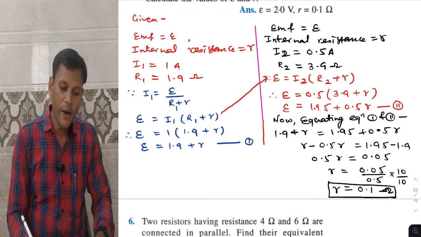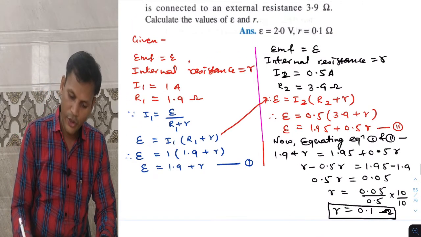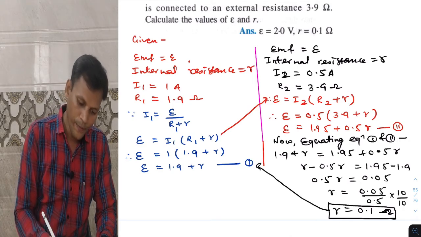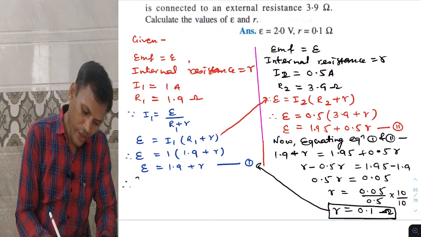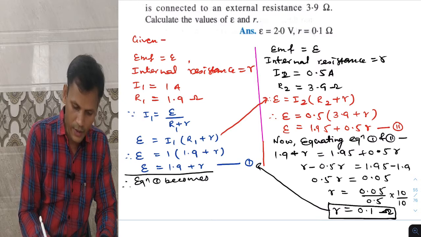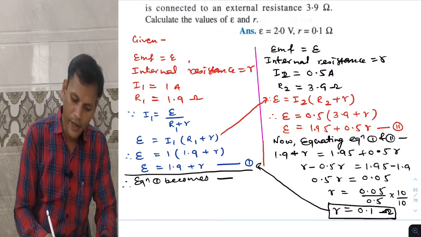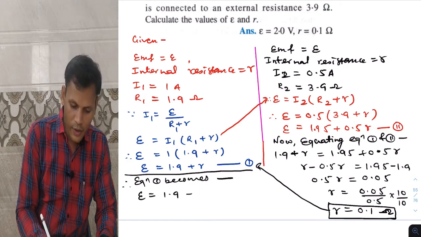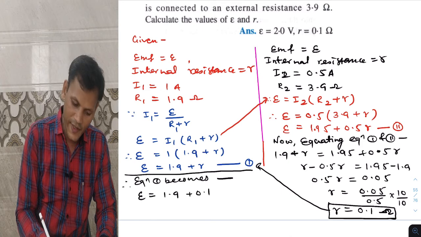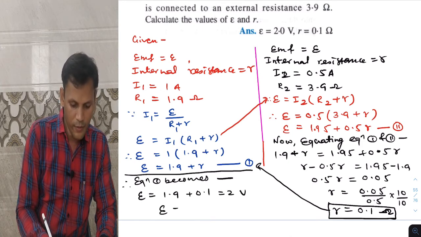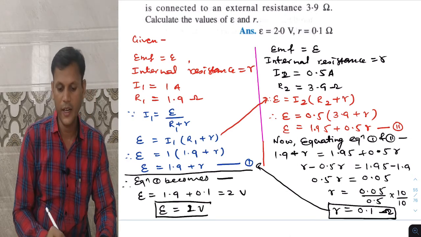Now for the second part we also have to find its EMF. So this value we can substitute in equation 1. Therefore equation 1 becomes E is equal to 1.9 plus 0.1, because small r is 0.1, so it will be 2 volt. So EMF becomes 2 volt. This is the final answer.